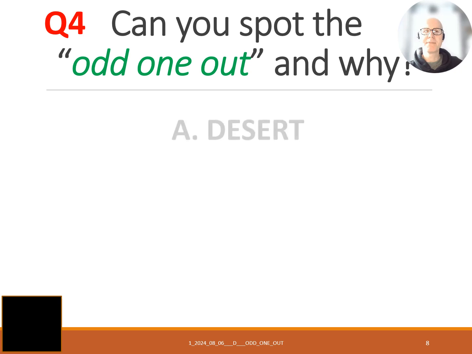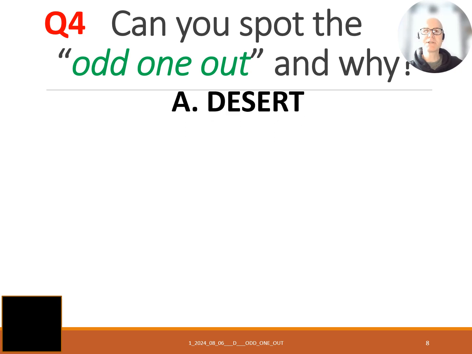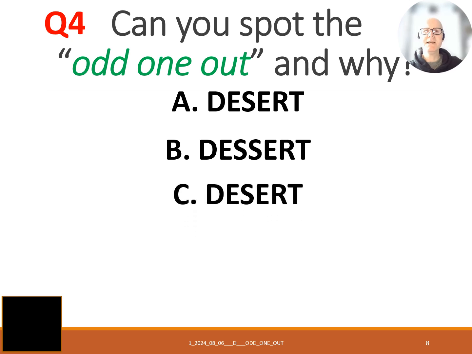Question 4. A. Desert. B. Dessert. C. Dessert. And D. Dissect. What's the odd one out and why?